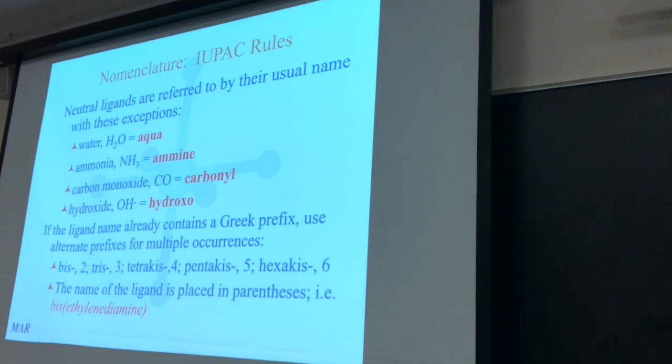This is an example of when you'd want to use this system. Ethylene diamine is one of the ligands we saw earlier. Ethylene diamine has a di, so it already has a Greek prefix. So if your ligand has a Greek prefix already, then you wouldn't want to call it diethylene diamine. The chemist might think it was two ethylenes, two amines. So instead they use bis for two. Bisethylene diamine then tells the scientist that you've got a ligand with a Greek prefix, and we need to use this alternative system. But again, bis means two, tris means three, etc. And I'm going to show you some examples.